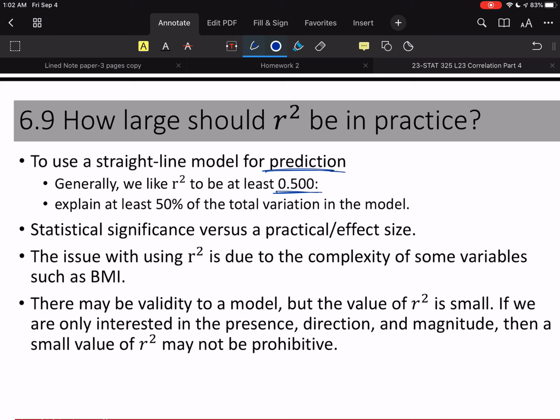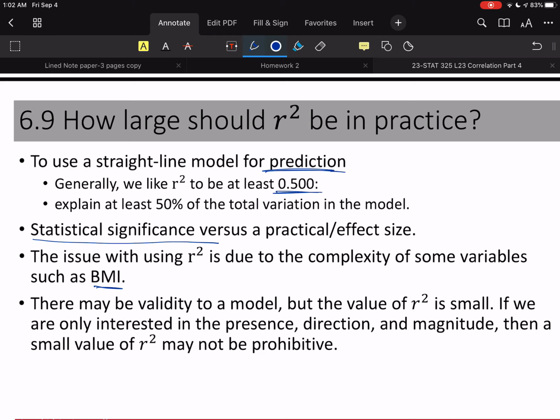Okay. However, we can have statistical significance where r squared is kind of small. And the issue with this is that r squared can be small due to the complexity of some variables like the BMI, body mass index. There's a lot of things that go into affecting our body mass index. It's not just isolated by itself. There's a lot of other variables that are interrelated with it.